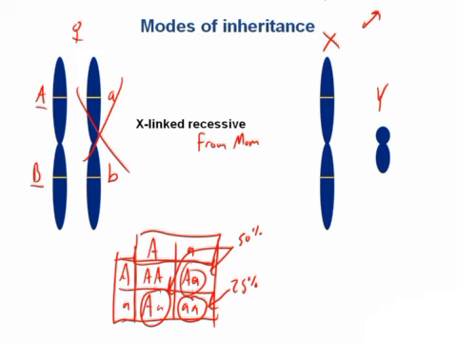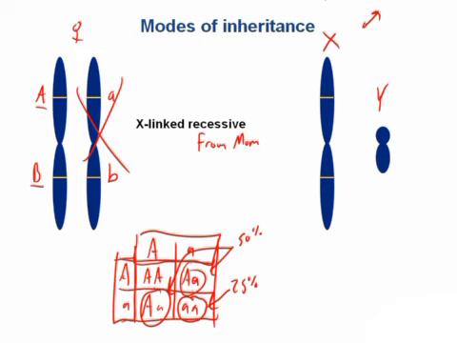However, this will be a less severe phenotype than in males, and in many cases is not even detectable. For example, color blindness is due to an X-linked recessive mutation, but if even half of the female cells are able to detect color, she will probably never notice that anything's unusual about her vision.